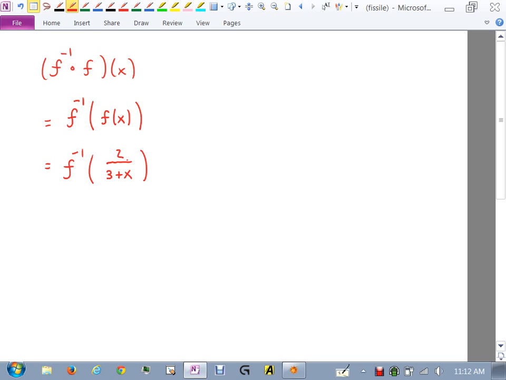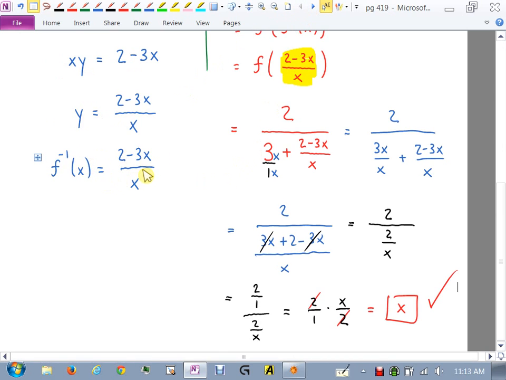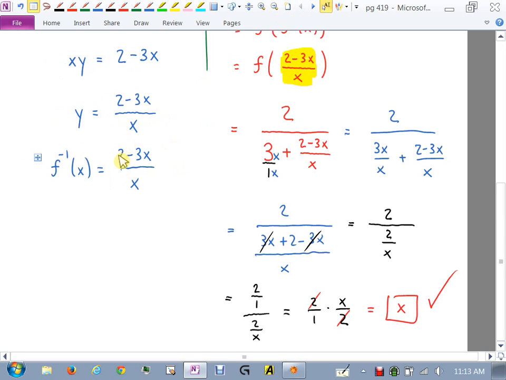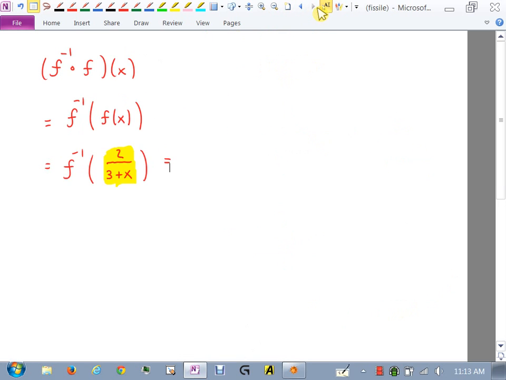plus x. So now what I'm going to do is take this expression, 2 over 3 plus x, and plug it into the inverse function, which we got back here. This was our inverse, right? I'm going to replace this x and this x with that 2 over 3 plus x. So this is going to be pretty ugly, isn't it? Okay, so this turns into, what is it? 2 minus 3x. So it's going to be 2 minus 3 times, but not x, all of this, right? So I'm going to say times all of that, 2 over 3 plus x.